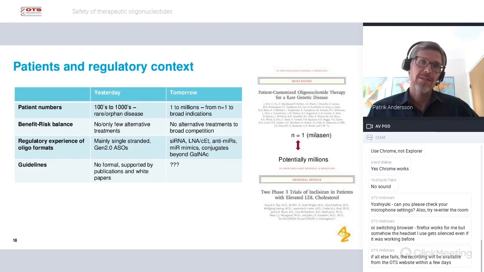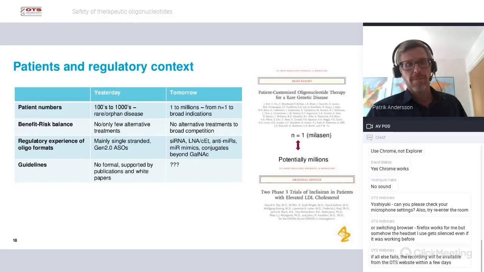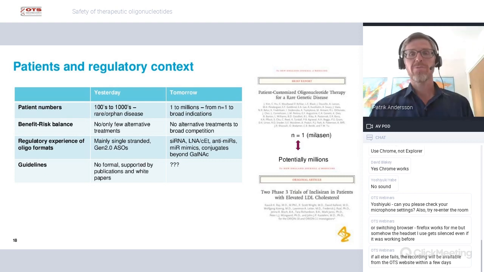In the past, at least from the publications and the oligos that have been reported, published on, there has mainly been single-stranded MOASOs in more advanced clinical studies. However, with the recent approvals of siRNAs and a lot more in the pipeline with other chemical modifications, and we have anti-microRNAs and mimics, and also conjugates beyond GalNAc, the variety of the oligo formats will increase a lot going forward.